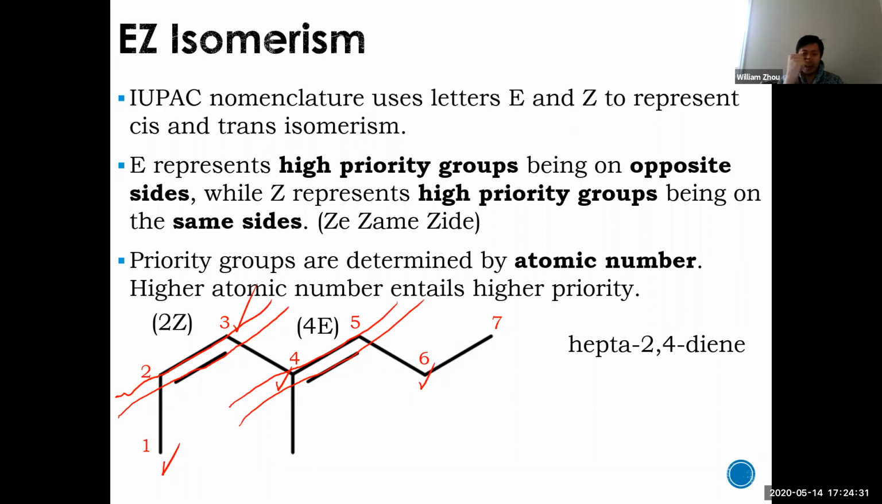If it's a tie, if it happens to be the same element, you compare to what that element is bonded to. Okay, so you go down the rabbit hole. If that's a tie, you go down to the next thing that's bonded to. So in this case, for carbon 4 and 5, the high priority groups are opposite sides, hence 4E. Okay, does that make sense, everybody?